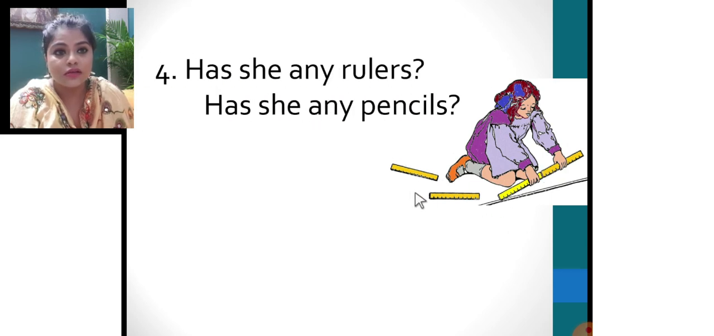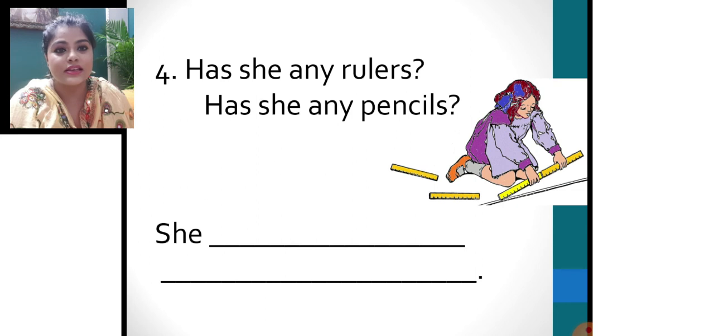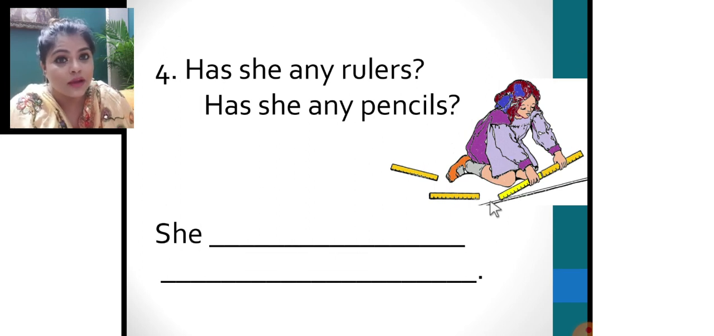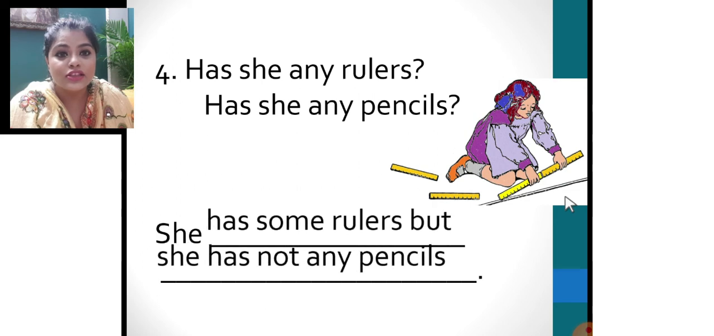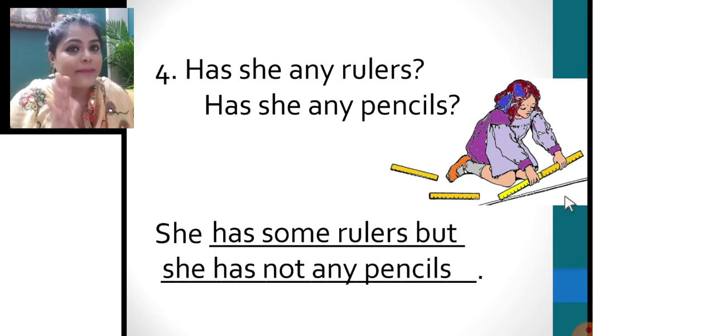Here's the picture here. Has she any rulers? Has she any pencils? Now, you can see there are rulers. Now see the answer here. She dash. Now you have to tell me the answer. She has some rulers. Very good. She has some rulers, but she has not any pencils. Very good. Now let's do the next question.